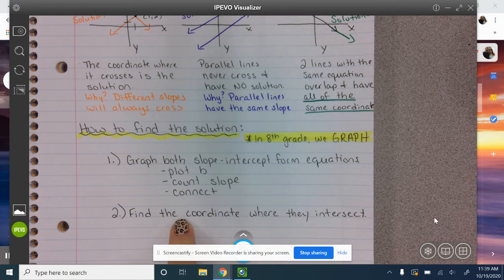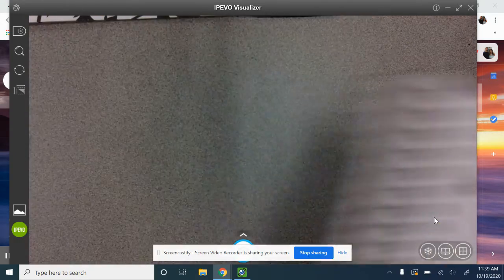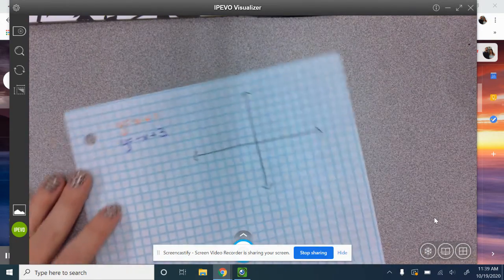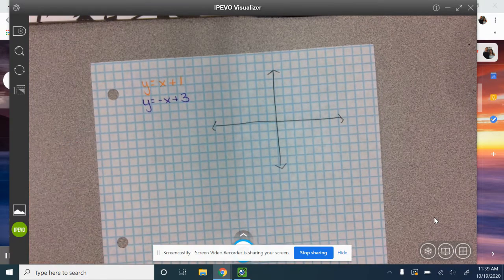Step 2, find your answer. Just find out where they cross. Where do the two lines touch each other? So, I'm going to do a problem with you, and I have two equations written. I have y equals x plus 1 and y equals negative x plus 3.